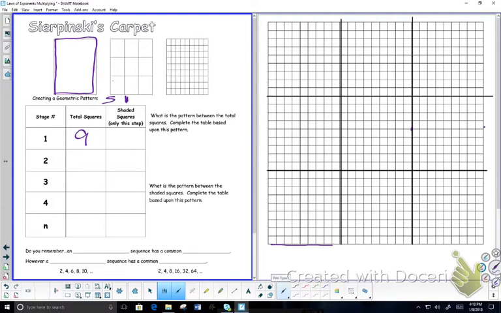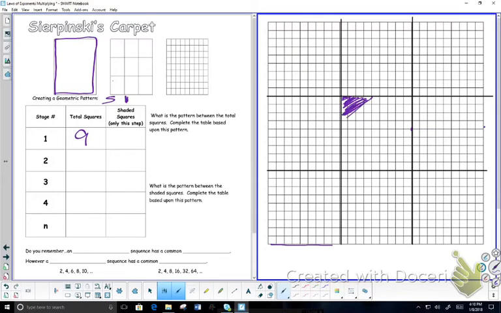Okay? So now that I've done that, you get to be a little creative. It's however you want. What we're going to do in stage number 1 is we're going to shade our center. Of our 9 squares, we're going to shade our center. So you can do this however you want. You could do it with one whole color. You could do it however you want. I'll give you 1 minute. Go.